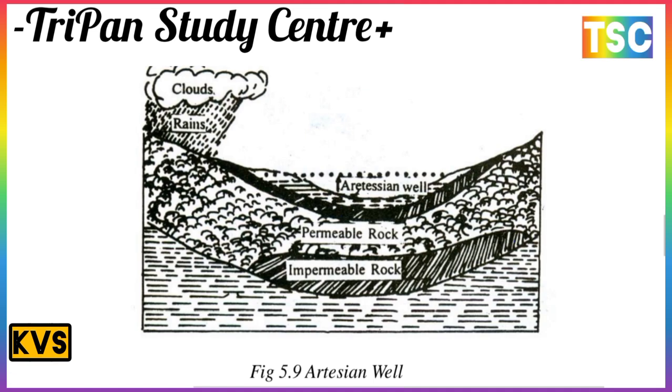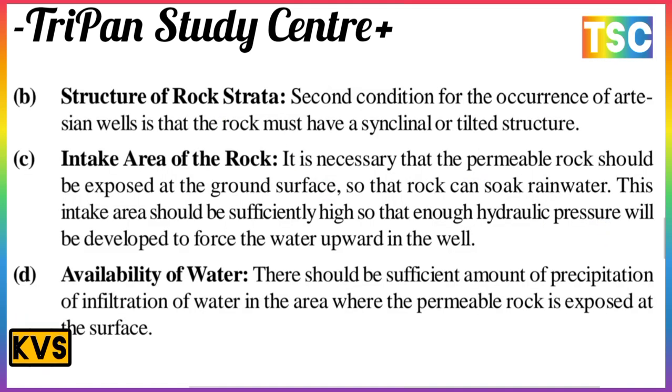Here is the most important diagram, the artesian well. Here are the impermeable rock and the artesian well, and the cloud and rain. That is the most important diagram. The next is the structure of the rock strata. That is the most important here.